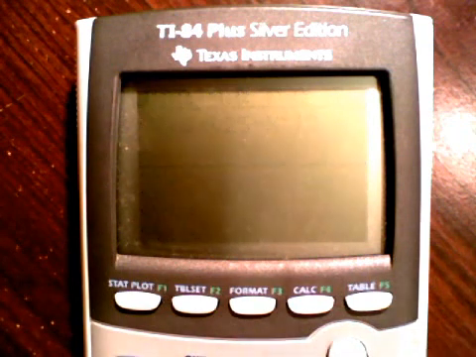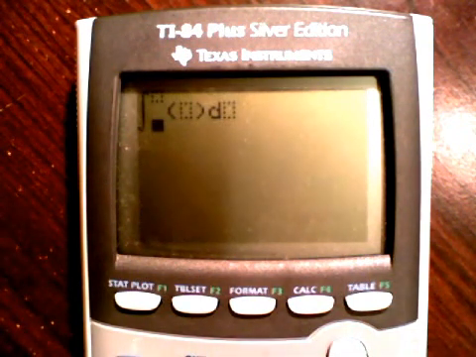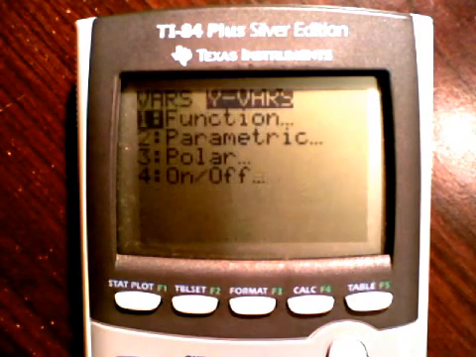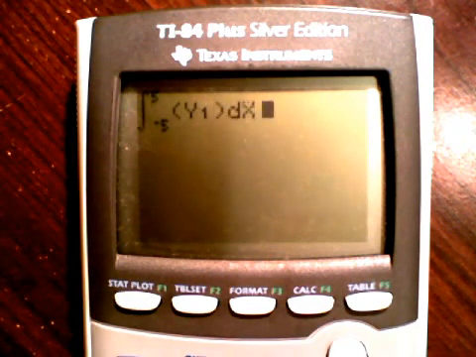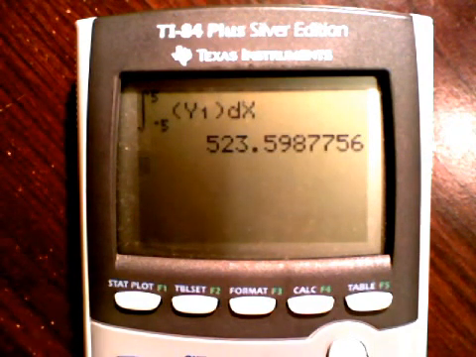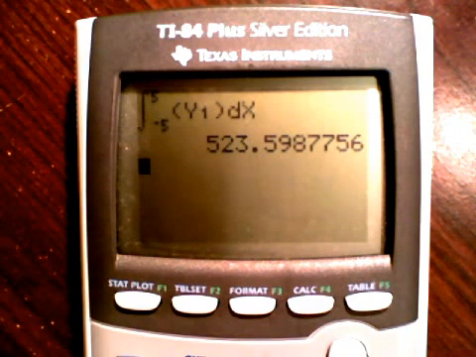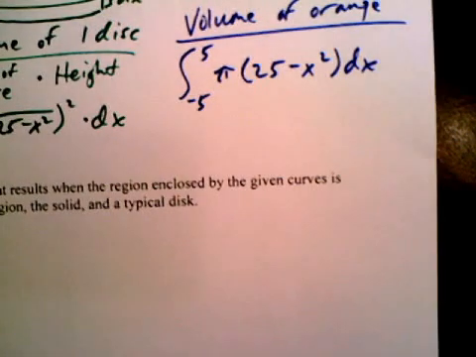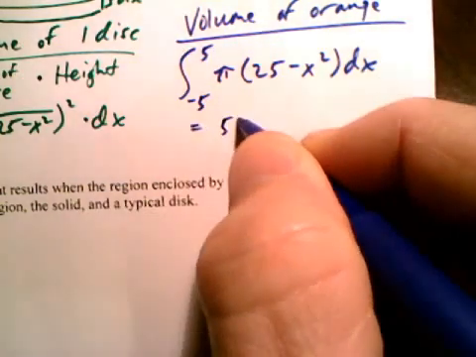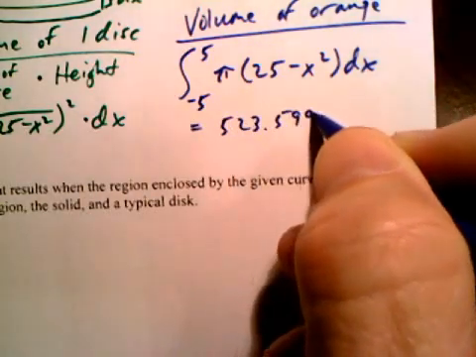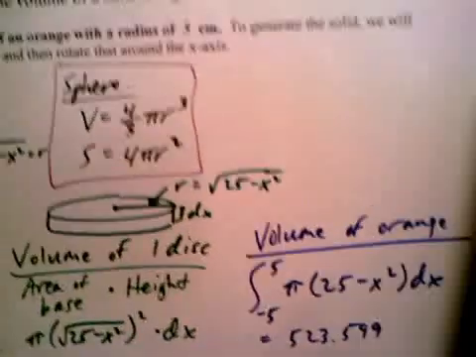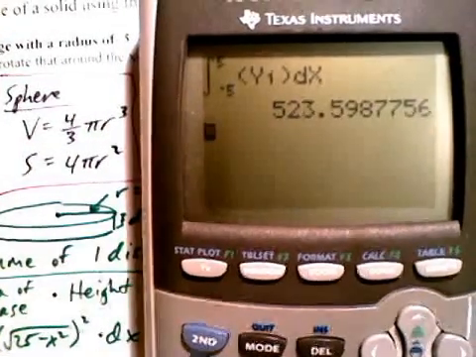Okay, so you quit that, and then you do your math 9, and you want to integrate from -5 all the way to 5. You're integrating your y1 with respect to x, and you get 523.599. Let me write that down, but I also want to show you, we're going to confirm that that is in fact our answer. 523.599. Let's go back to that formula. Remember the formula? Volume equals 4/3 pi r cubed.